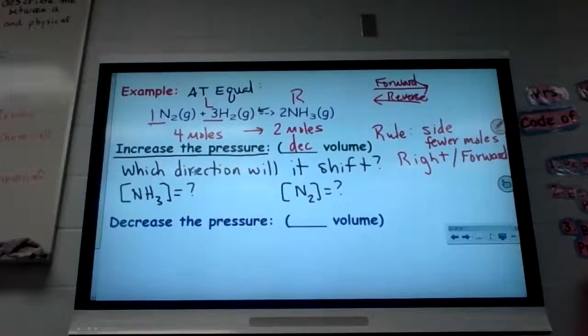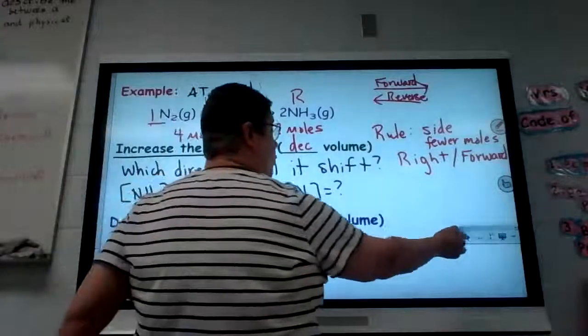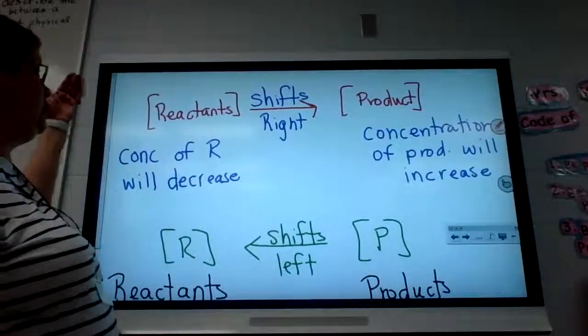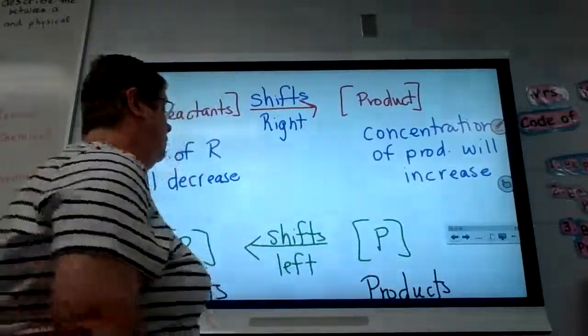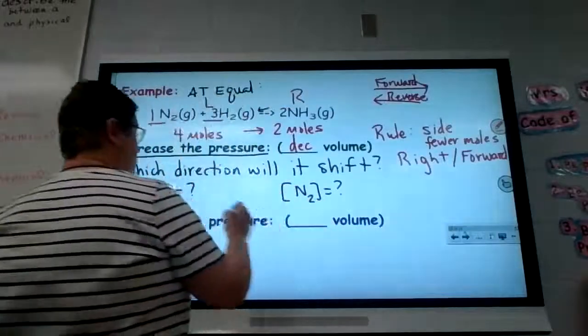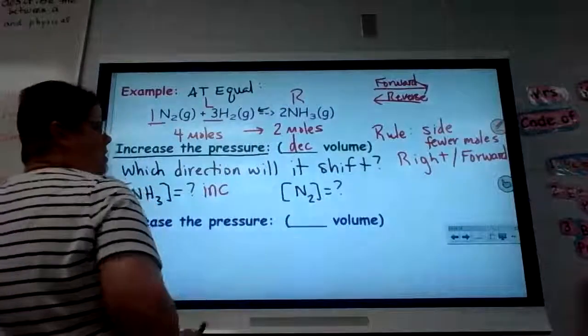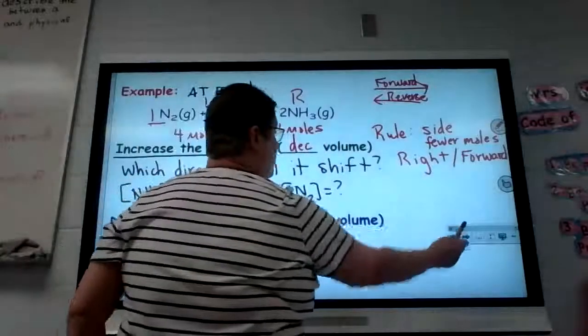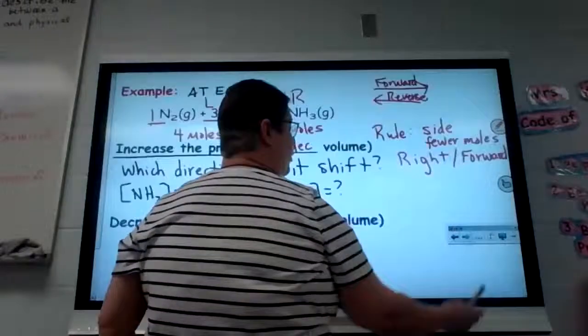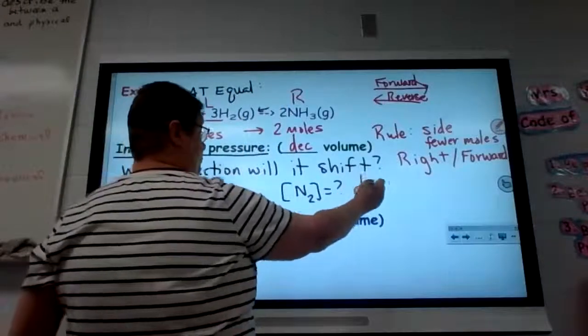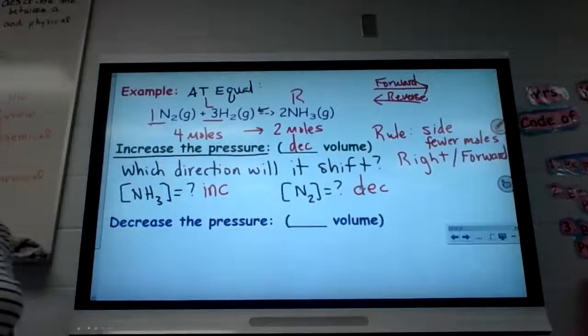Now, if it goes to the right, what is going to happen to my concentration of NH3? Will it increase or decrease? It will increase. This is why we wrote this down. Anytime it shifts to the right, what happens to our products? They increase. So NH3 will increase. If it goes to the right, what happens to our reactants? They decrease. That rule never changes. You with me? Okay.